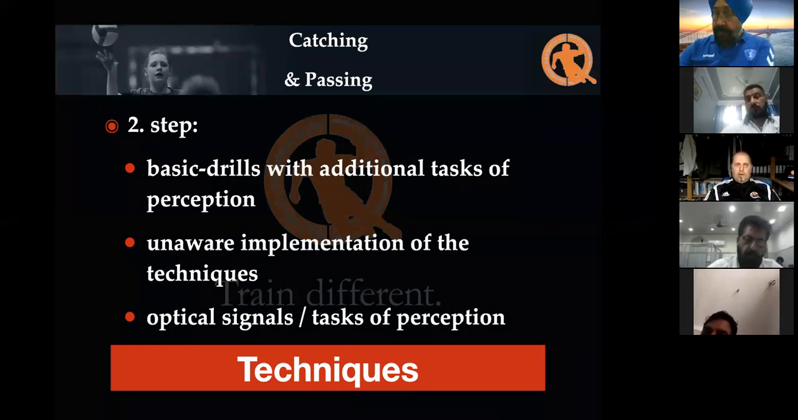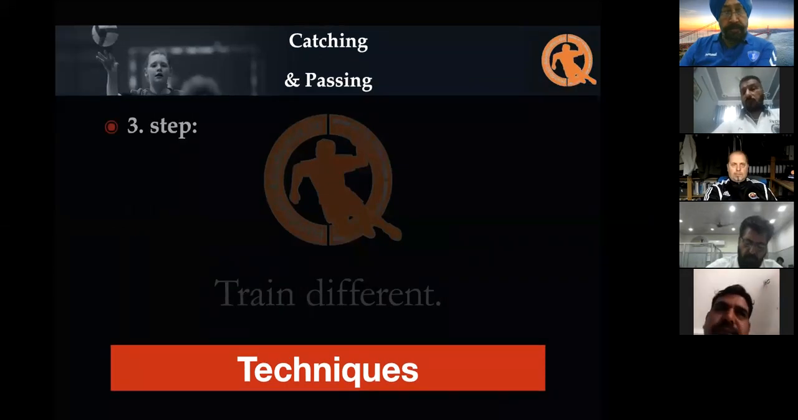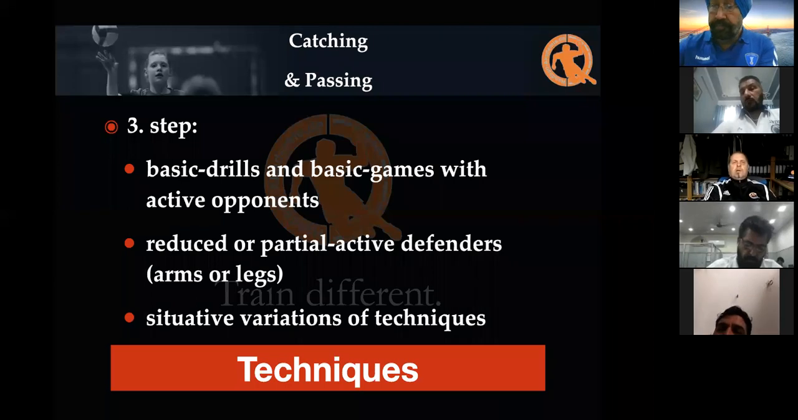So in that way, we draw the attention of the players away from the technical elements and guide the eyes to some other elements on the court. And third step is the basic drills with active opponents, in which we expect variations according to the technique.